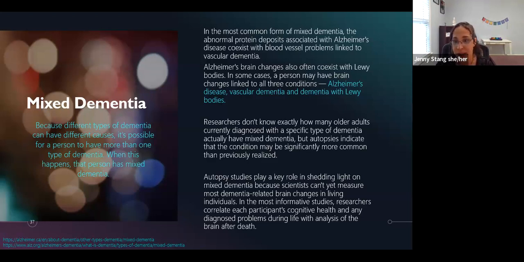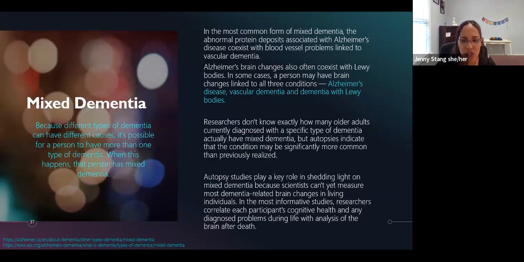Alzheimer's brain changes also often coexist with Lewy bodies. And in some cases, a person may have brain changes linked to all three conditions: Alzheimer's, vascular dementia, and Lewy bodies dementia. Researchers don't know exactly how many older adults currently diagnosed with a specific type of dementia actually have mixed dementia, but autopsies indicate that the condition may be significantly more common than previously realized. That makes sense if you think about it: the majority of dementias are caused by abnormal protein deposits in the brain, and wherever those proteins land is going to affect the type of dementia you have. So it does make sense that you could have more than one.